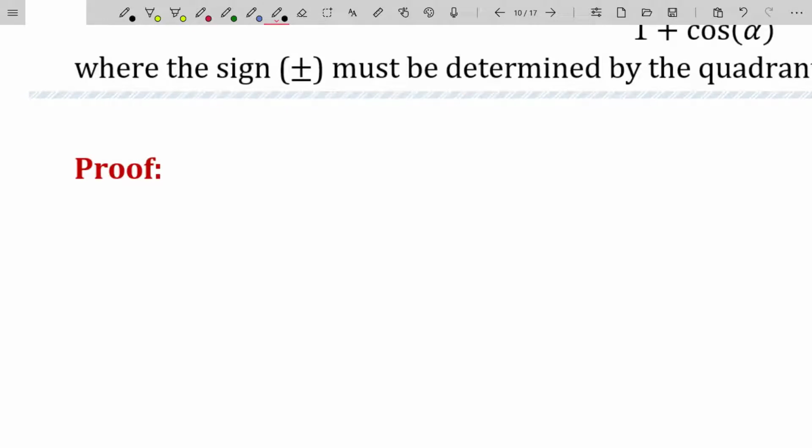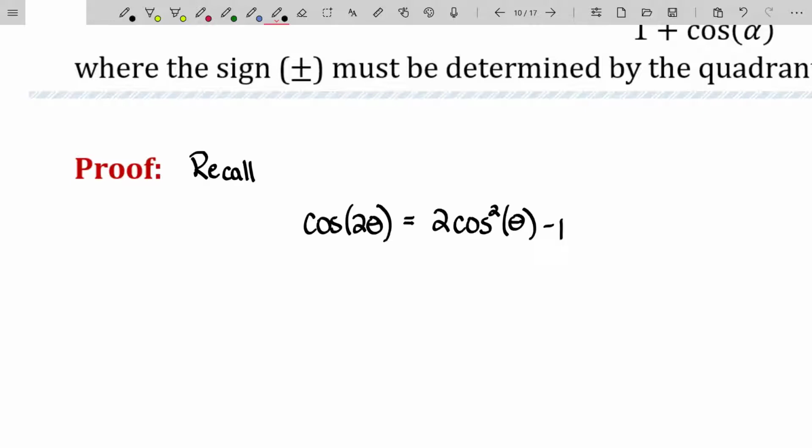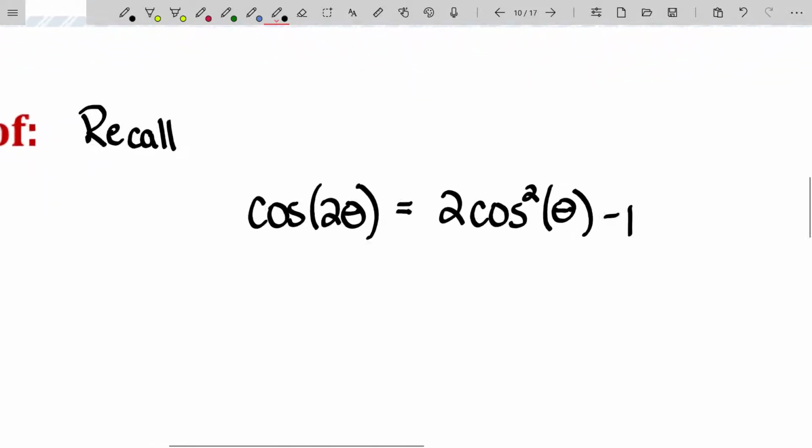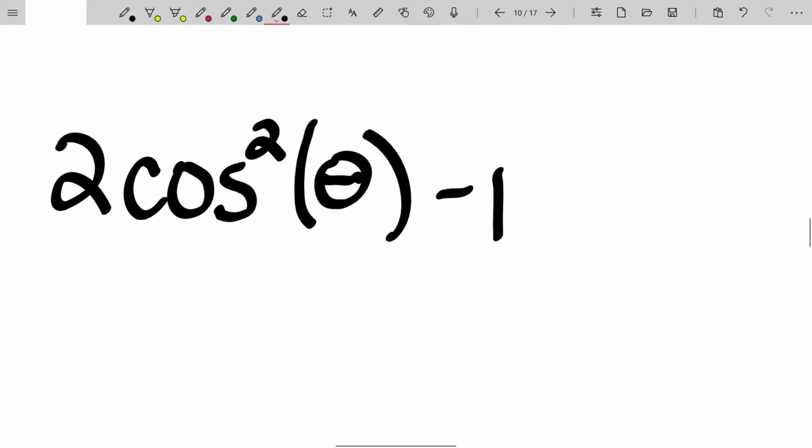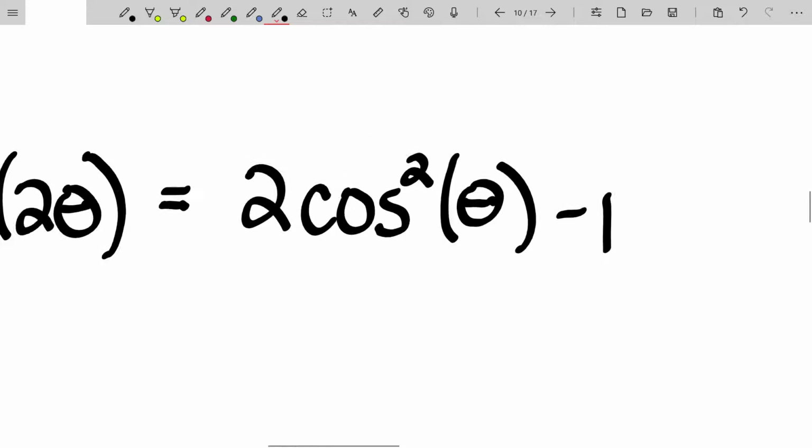Well, we know from the power reduction formulas, or better yet, maybe I should start this with just the basic double angle formulas. We know that the cosine of twice the angle theta is equal to 2 cosine squared of theta minus 1. So this actually is the double angle formula, but you could read this slightly differently.